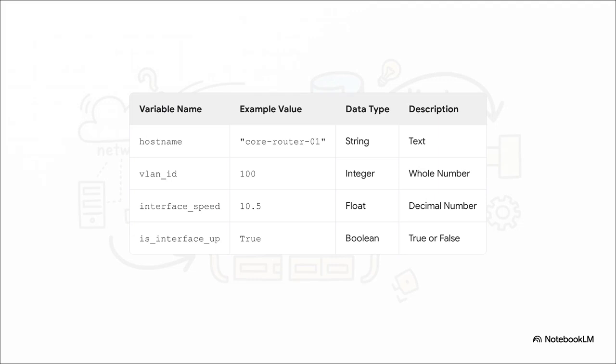Python is smart. It automatically understands what's inside the box you just labeled. If it's text inside quotes, it calls it a string. If it's a whole number, that's an integer. A number with a decimal, that's a float. And a simple true or false, that's a Boolean. These 4 basic types are the foundation for everything else we're going to do.